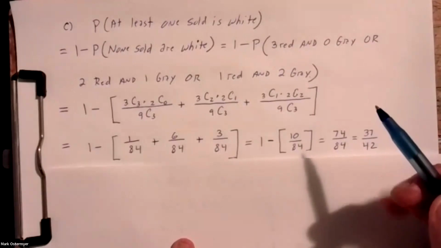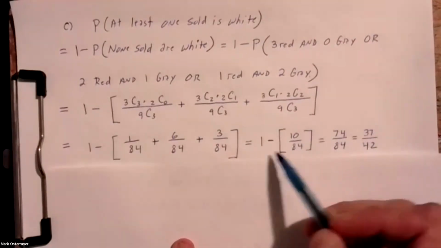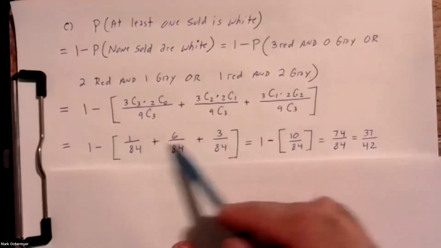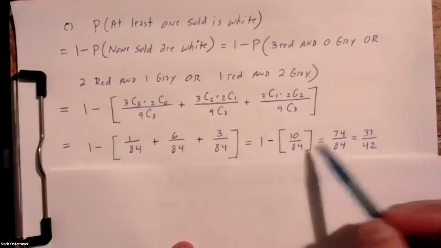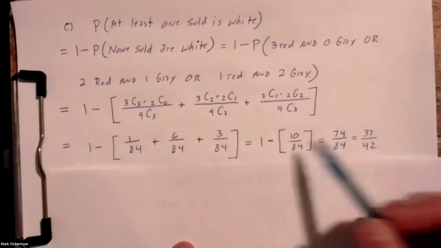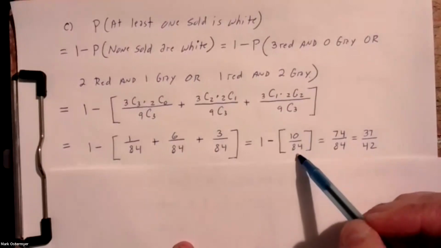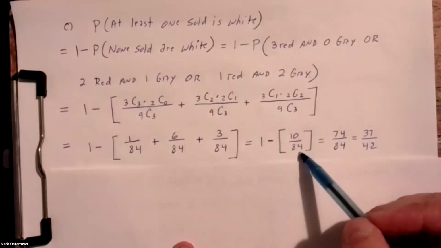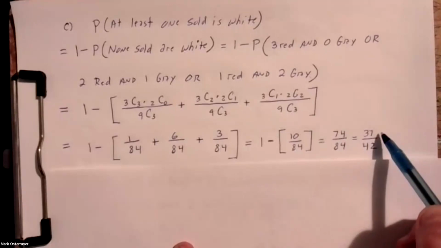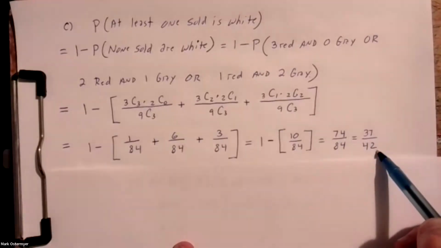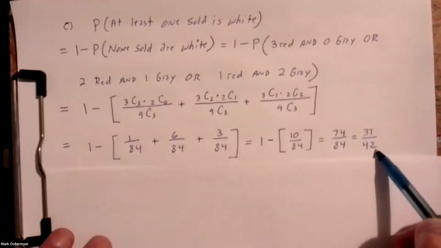And then when you add these fractions together, they have a common denominator. It's 10 over 84. That's going to be 1 minus 10 over 84, which is 84 over 84, minus 10 over 84, is 74 over 84, which is 37 over 42. So that's the probability of selling at least one white automobile, 37 over 42.